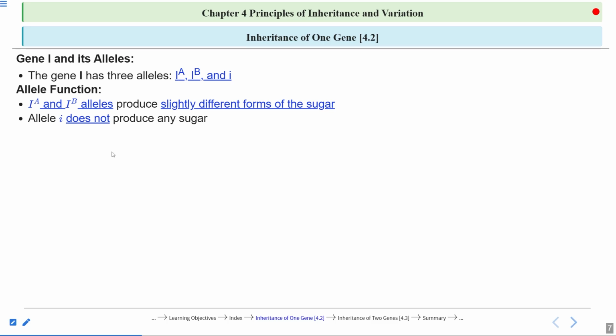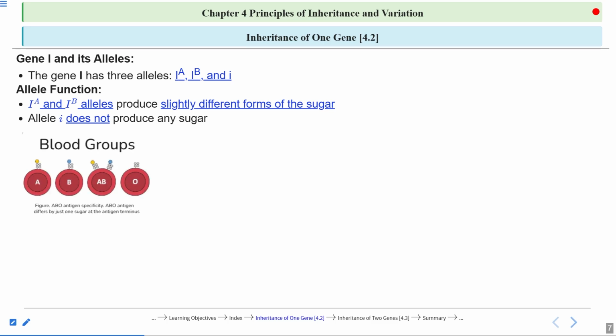Now, allele i does not produce any sugar. We have also seen this in the image. Here you can see IA is producing a sugar labeled yellow in color, and IB is producing a different kind of sugar which is blue in color. So IA is producing N-acetylgalactosamine, and IB is producing galactose. This blue color is galactose.